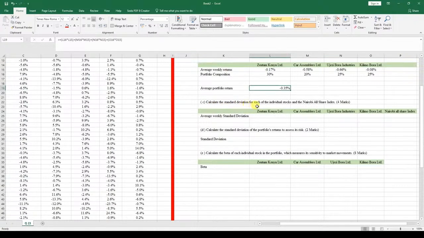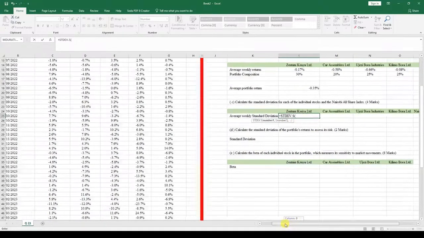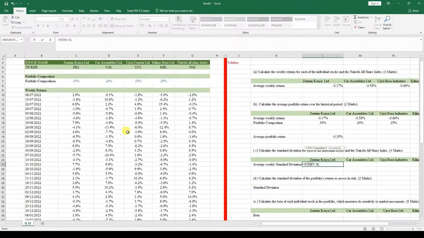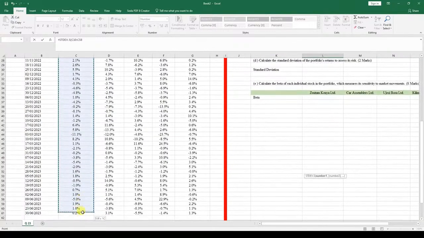Calculate the standard deviation for each of the individual stocks and the Nairobi All Share Index. That's 4 marks. So for the standard deviation, we pick STDEV, not STDEV.P, because we're not picking for the entire population. We want STDEV.S, the standard deviation for the sample. So we double click that, and we pick the values. We highlight the values for Z-Term down like that, and it calculates for us the standard deviation for Z-Term.